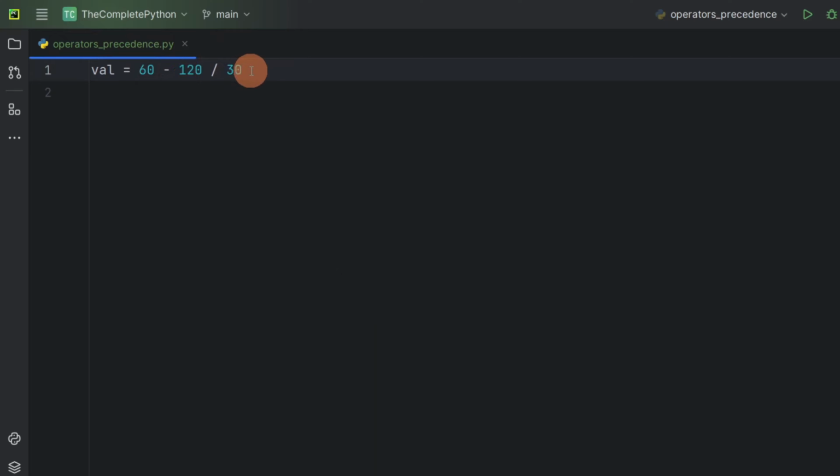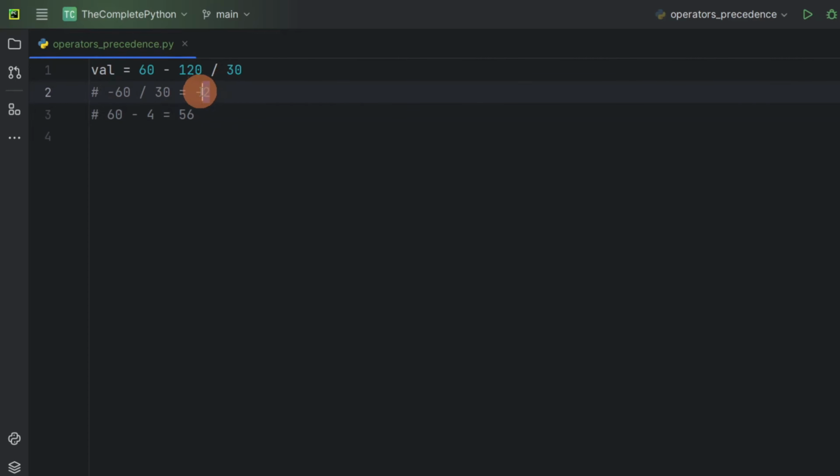Next, let's see how we can solve this expression. If we first subtract 60 and 120, we will get minus 60. Then if we divide the result with 30, we will get minus 2. If we first divide minus 120 with 30, we will get minus 4. If we subtract it from 60, we will get 56. Now, which is correct? Is minus 2 correct or 56 correct?